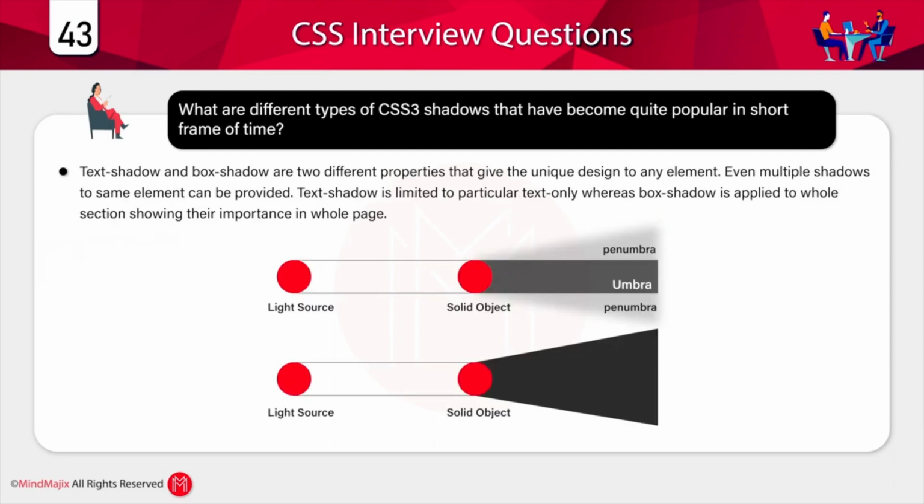What are the different styles of CSS3 shadows that have become quite popular in a short period of time? Text shadow and box shadow are the two different properties that give a unique design to any element. Even multiple shadows can be provided to the same element. Text shadow is limited to particular text only, whereas box shadow is applied to the whole section, showing its importance in the whole page.